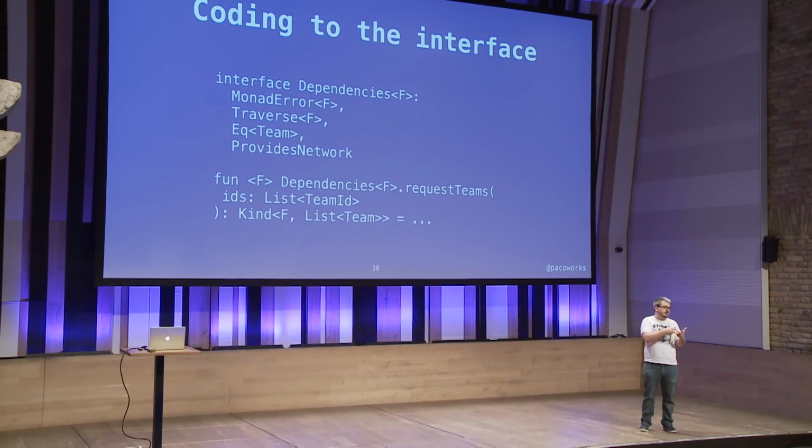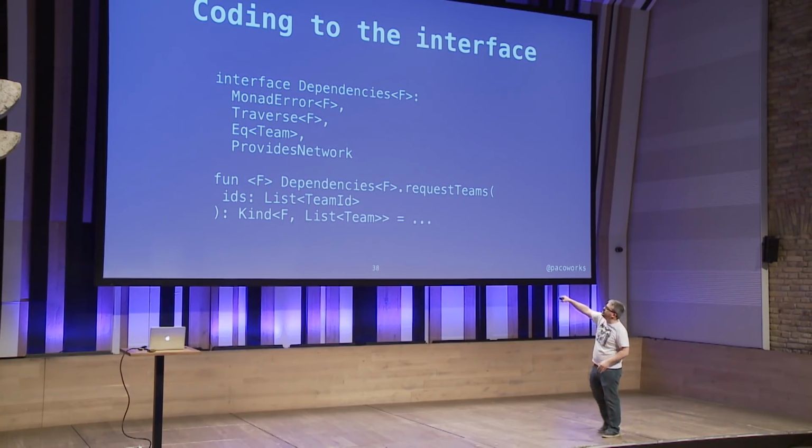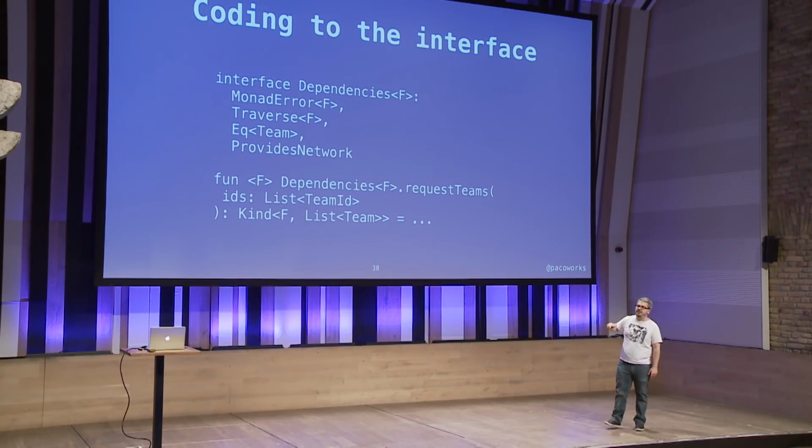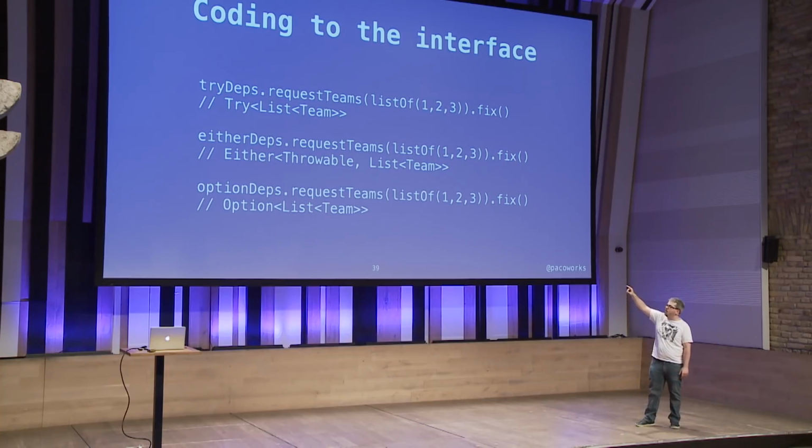So instead of using object equals, you can compare two things by ID, by one of the fields, the sum of their elements. It doesn't matter. It's the same as a comparable. And you can say, I have a single function that depends on all these elements, and each one of them can be fulfilled by different values. They can be fulfilled by try. So you can call request teams with the try dependencies, and you're going to get a try back. Or you can call the same function with an either dependencies, and you're going to get an either. You can call it with an option, you're going to get an option.